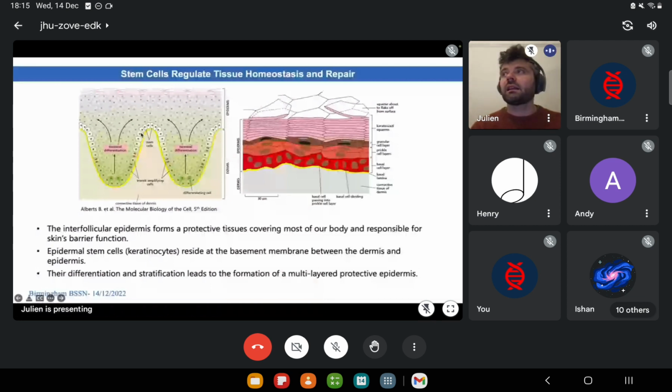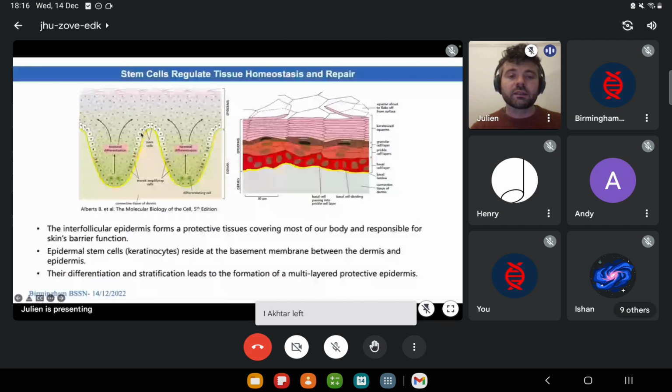Stem cells like to reside in a very defined environment that is known as the stem cell niche. That's an environment that is going to give them signals to display the stem cell phenotype and maintain the normal structure and function of the tissue. So this is the case in the interfollicular epidermis, but also in many other tissues.